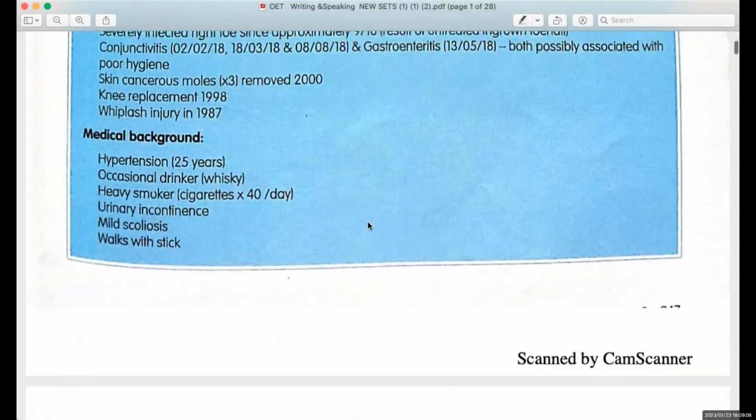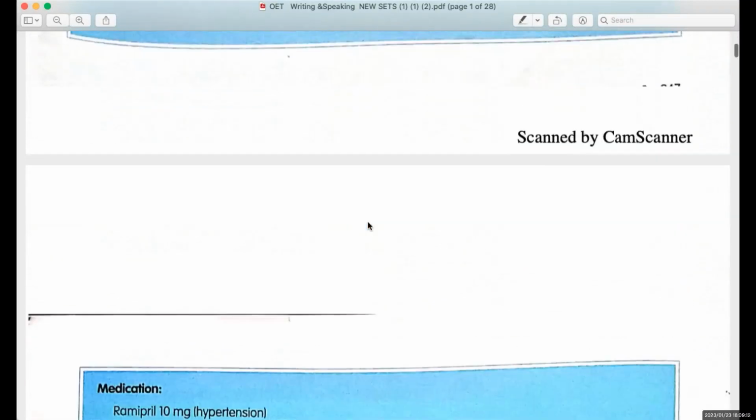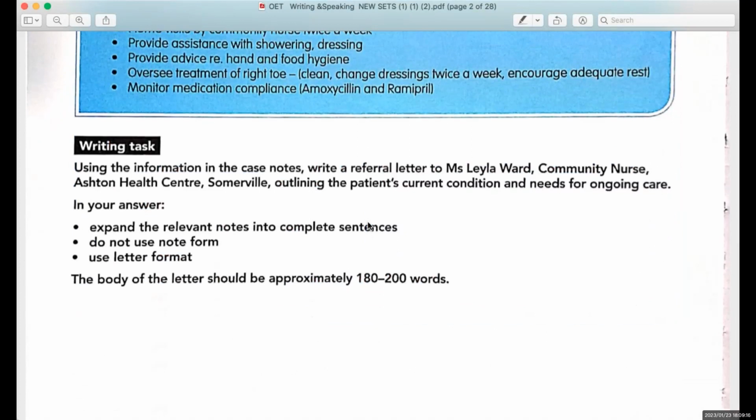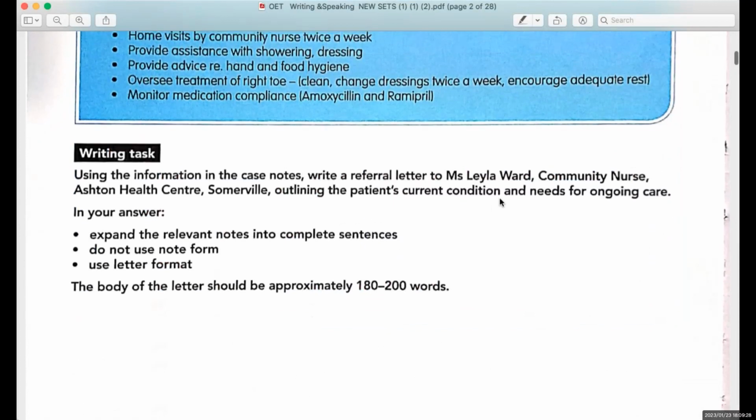So this patient is under our care for 2 days. If you are writing the letter, you should imagine that this is your patient. In the writing task, you see: using the information in the case notes, write a referral letter to Miss Leila Ward, community nurse, Ashton Healthcare, and so on, outlining the patient's current condition and needs for ongoing care.